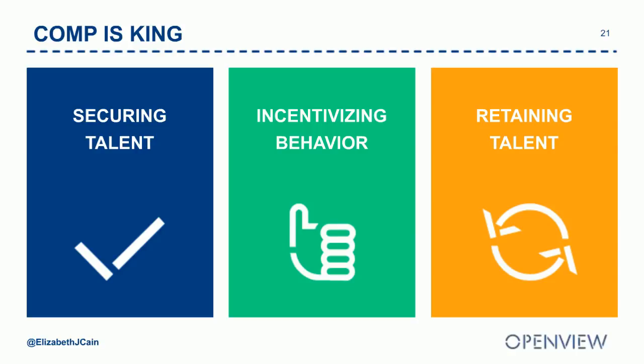Two is incentivizing the right behavior, figuring out what your company culture is and what is the behavior that you want. And that also has to align between the two teams, like we were just saying. And then finally, retaining talent and making sure that you have a plan, whether it's for compensation or career path or both, and how you align those things over time.